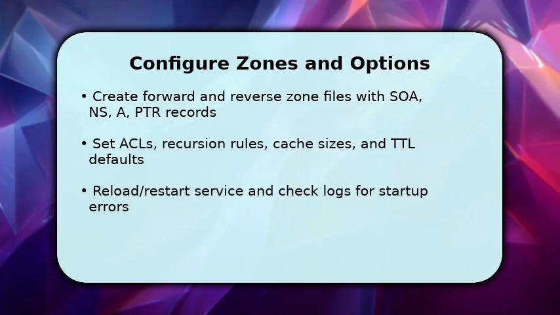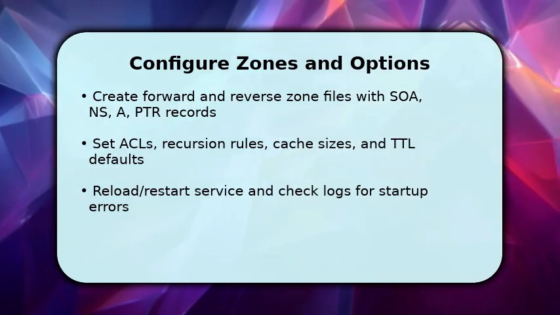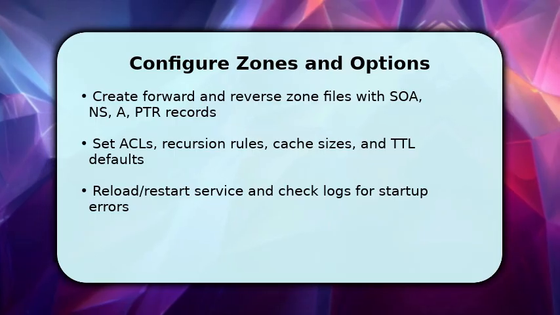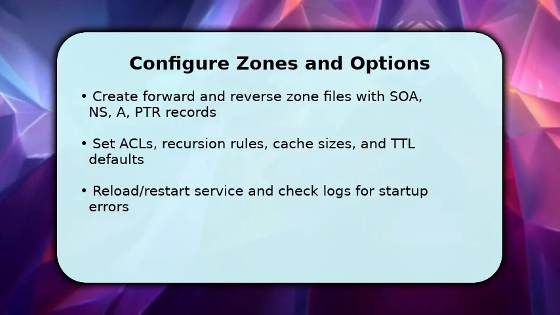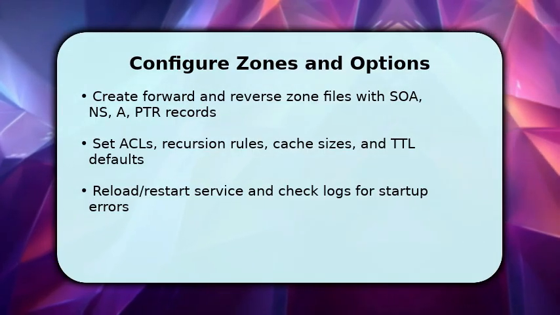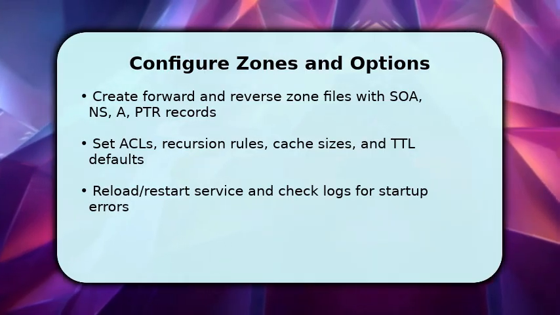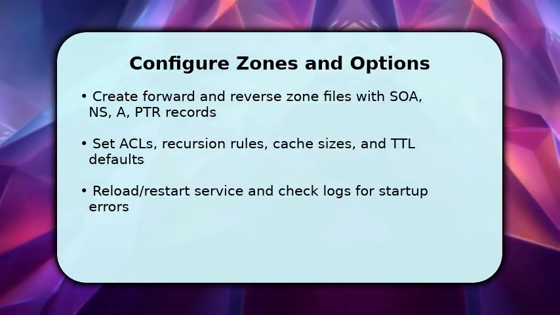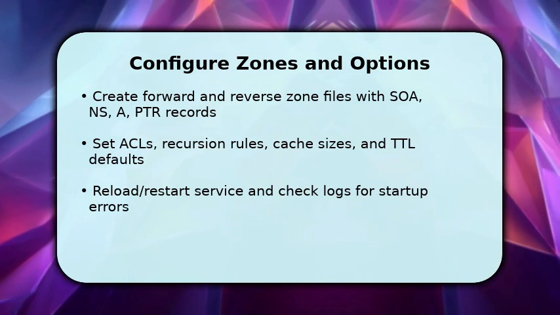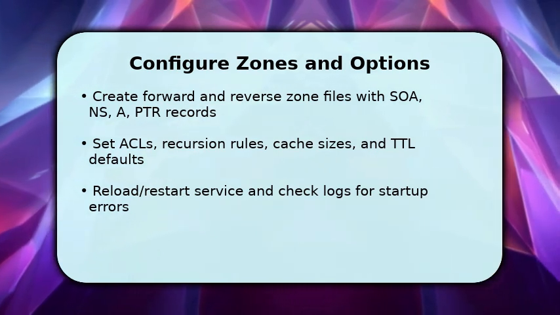For BIND, update named.conf with zone blocks and include file paths. For dnsmasq or Unbound, add equivalent entries. After saving files, reload the DNS service to apply changes and watch logs for parsing errors. Make sure zone serials increment after changes, so downstream resolvers update.